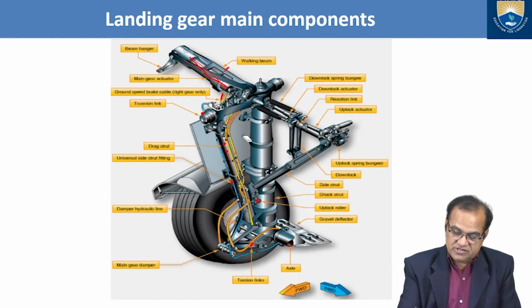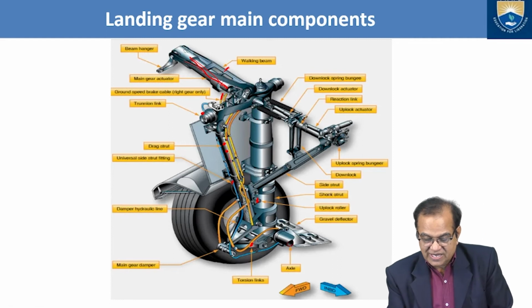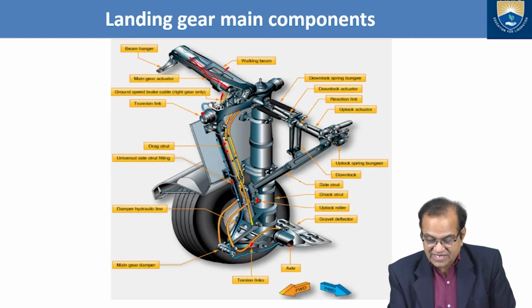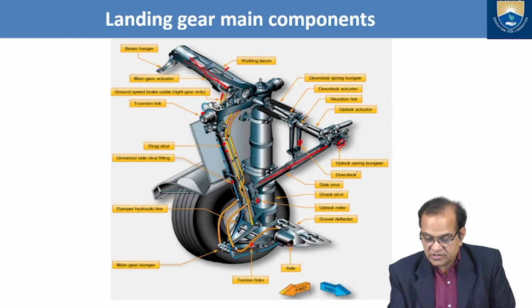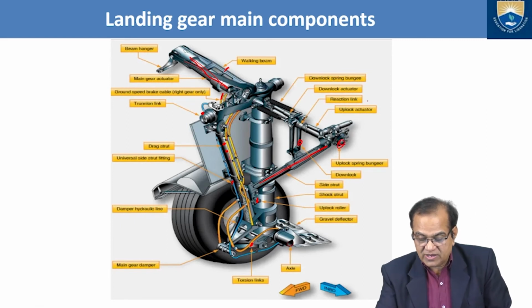Okay, so we have the shock strut and the side strut. This is called the side strut. This is the down lock. Here is the down lock. This is the uplock and down lock. Here is the uplock actuator, a small actuator.